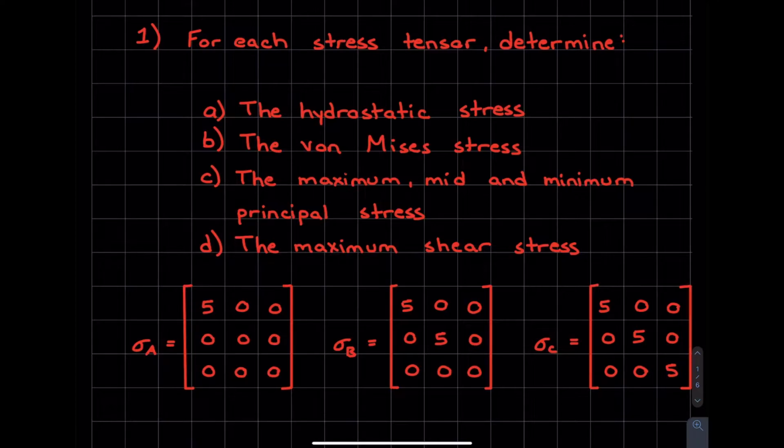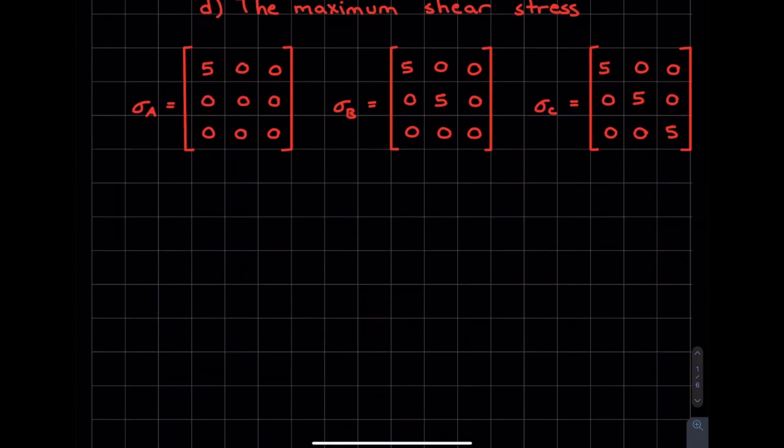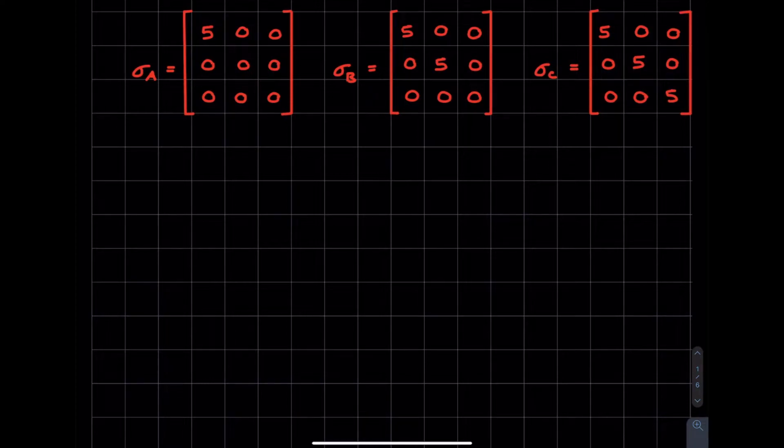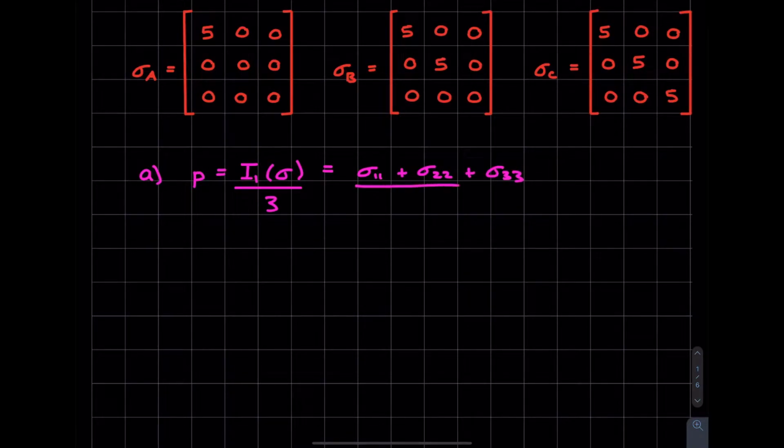So we're going to start off with the hydrostatic stress. We have matrix A, B, and C. What we have to remember is that the hydrostatic stress, which we call P, is simply the trace of our sigma, or our stress matrix, divided by 3. For those of you who forget, it's been a while since we dealt with invariants. What exactly is that? It's sigma 11 plus sigma 22 plus sigma 33. So it's all those diagonal components summed together, and then we're just tacking on a divided by 3.